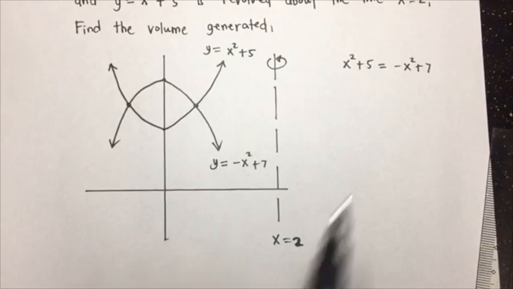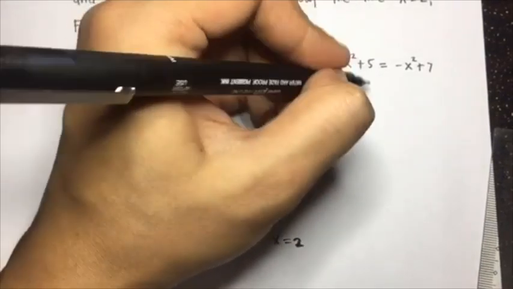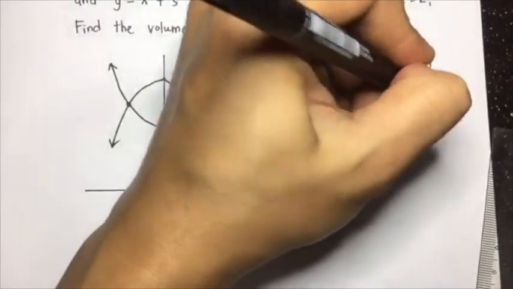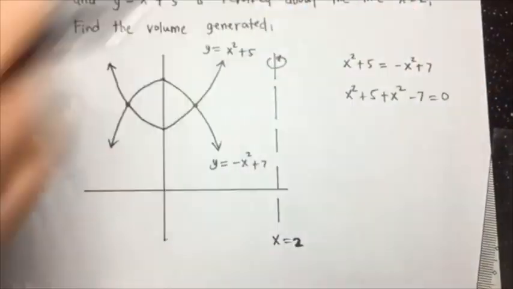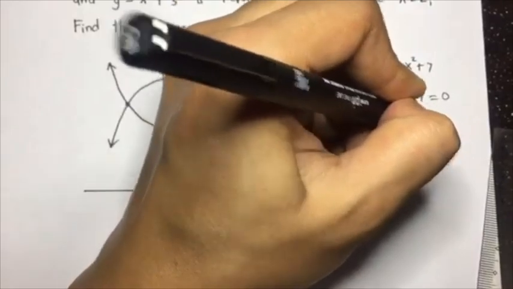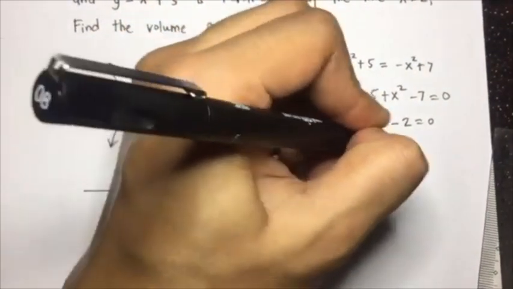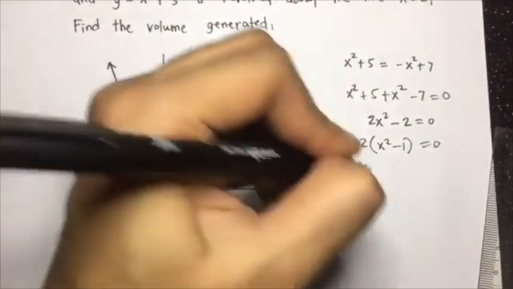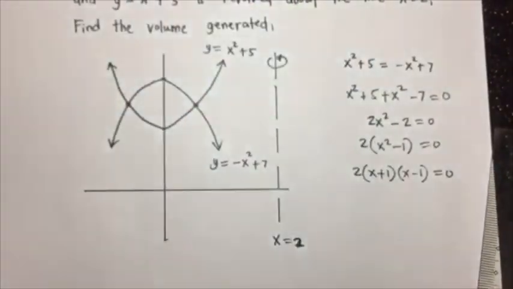Okay, so let's transpose. So we have x squared plus 5 minus negative x squared minus 7. Oh, sorry, this will be plus x squared, and then minus 7 is equal to 0. So we will have 2x squared minus 2 is equal to 0. Factoring this, we'll have 2 times x squared minus 1 is equal to 0. Then we will have 2 times x plus 1, x minus 1 is equal to 0.